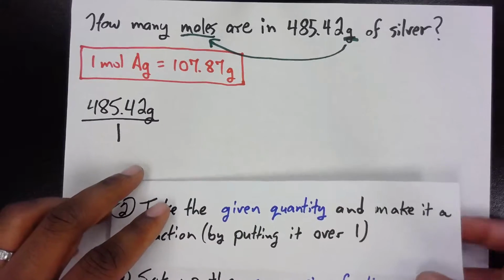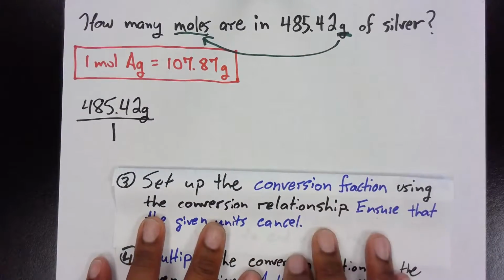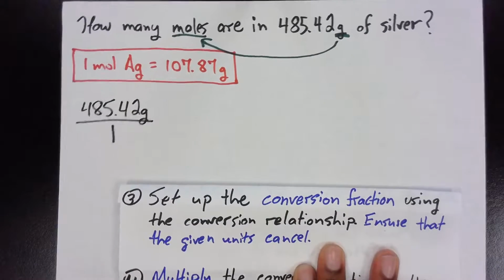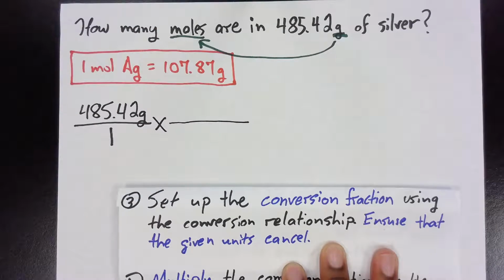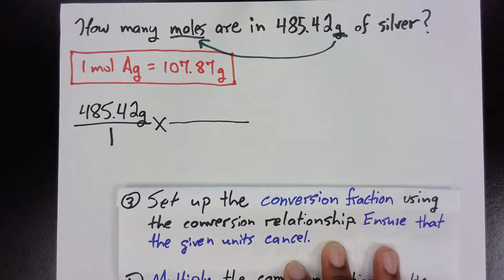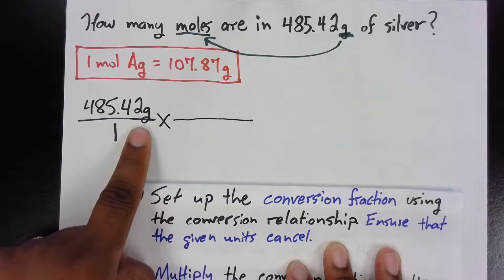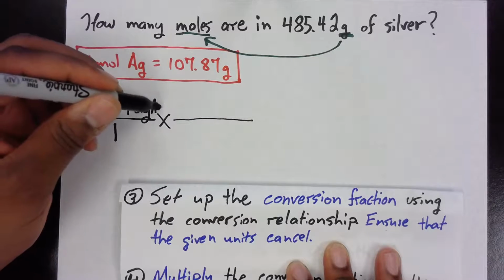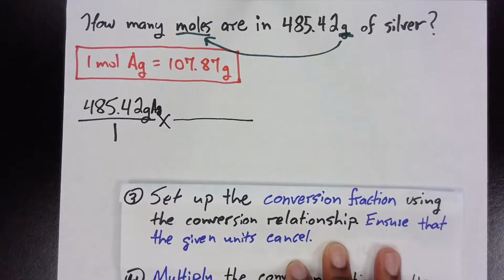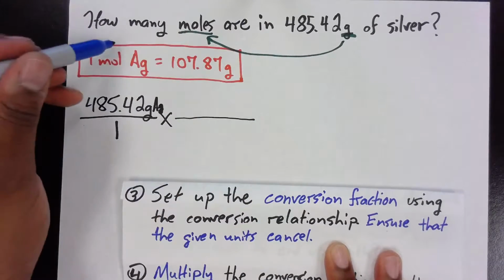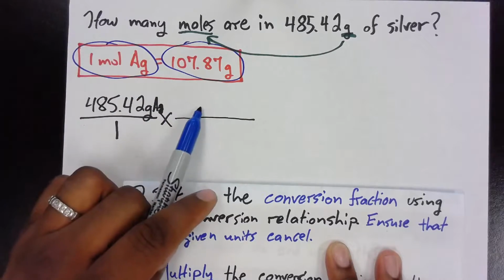The next step is to set up the conversion fraction using that conversion relationship. So here's what that means. I'm going to set up a fraction that's going to let me convert between grams and moles, and I'm going to use my conversion relationship. So I see that I have grams of silver. Let me put the element there. I have grams of silver given, and I have a choice of what I can put either on top or on the bottom. I have 1 mole of silver here, and I have 107.87 grams of silver here. One goes on top, one goes on the bottom.